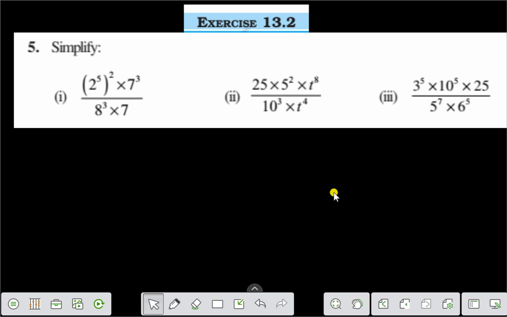Hello everyone. Today we shall discuss exercise 13.2 question number 5. Question number 5 is simplify. Let us simplify. This is question number 1.